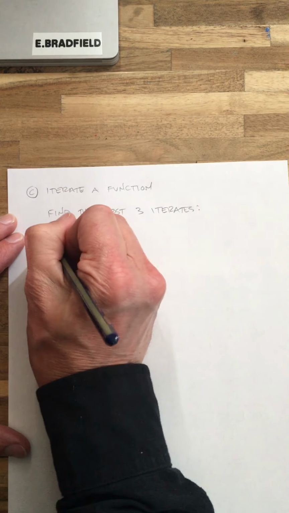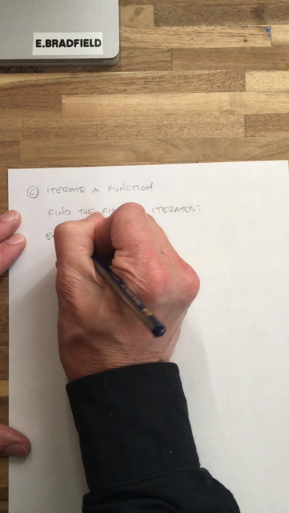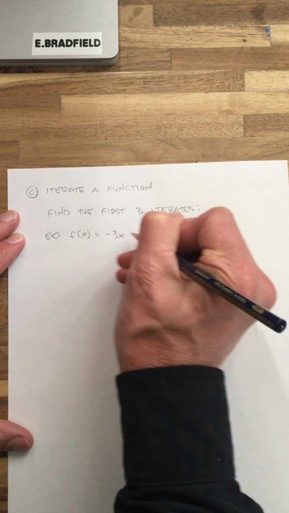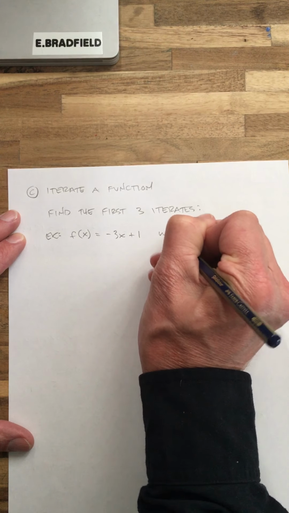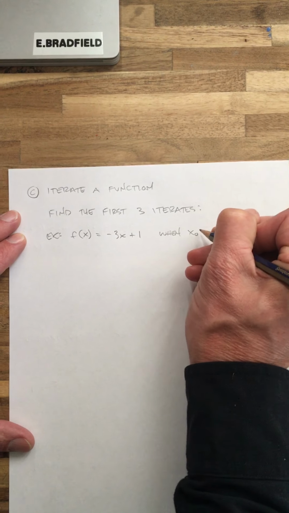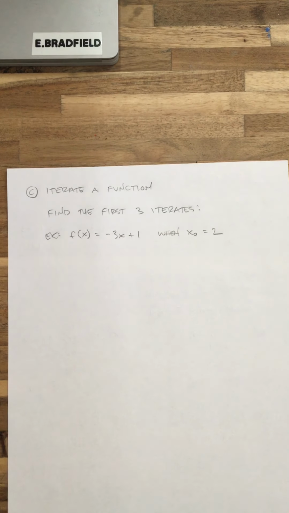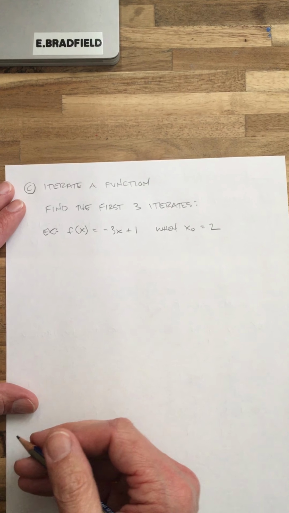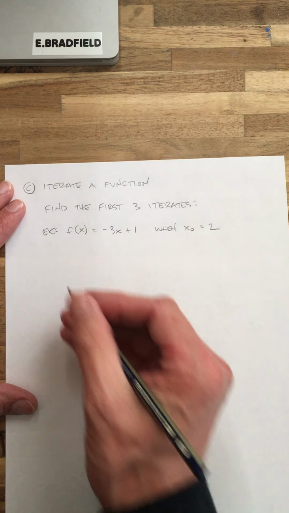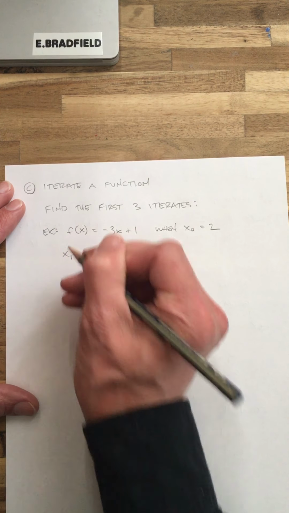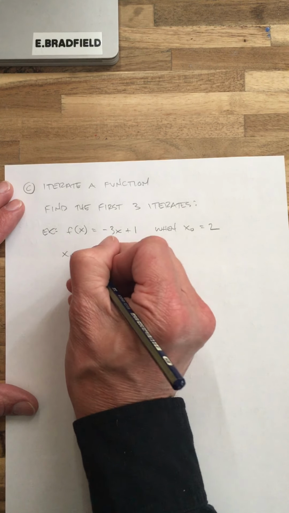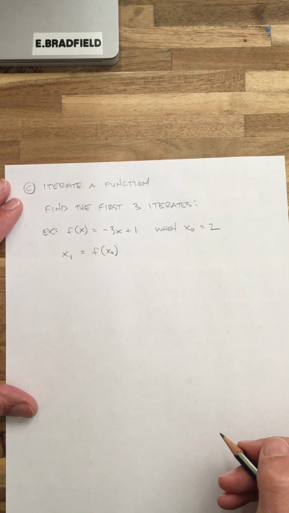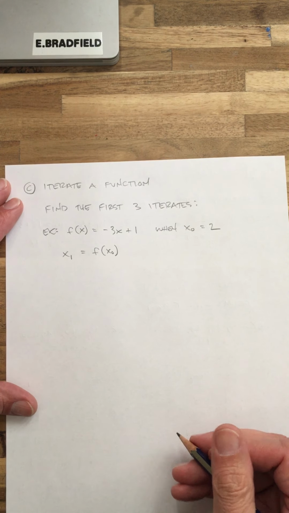All right, so here we go. Example: we have f of x equals negative 3x plus 1 when x naught equals 2. This is really straightforward. It's just plugging it in. Using a recursive rule, we want to find x sub 1, the first term. That's going to equal f of x naught. We're finding the iterates using the recursive rule.